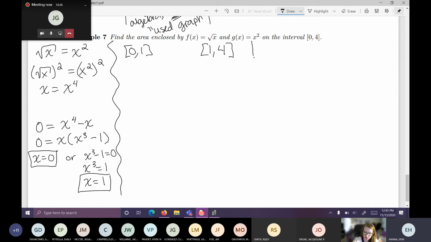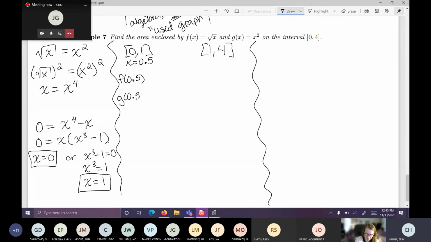So we need to figure out which function is on top of the other so that we can figure out our intervals. Once again, I'll do it algebraically. I'll do it both ways. So pick a number between 0 and 1. Any number you want, I'm going to pick 1/2. Plug it into both functions.